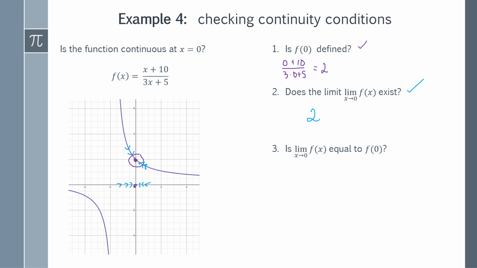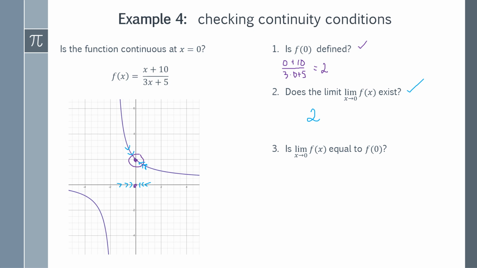You could also create a table of values that x approaches to 0 from the left and the right, and plug that in and check. But this is fairly straightforward. Just by looking at the graph, we can see that the limit is 2.